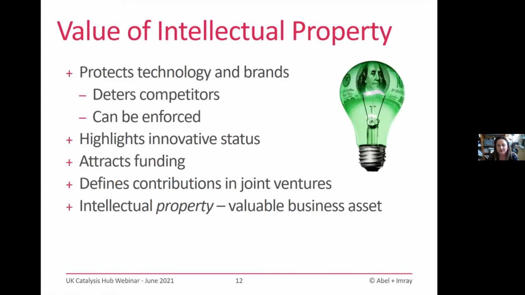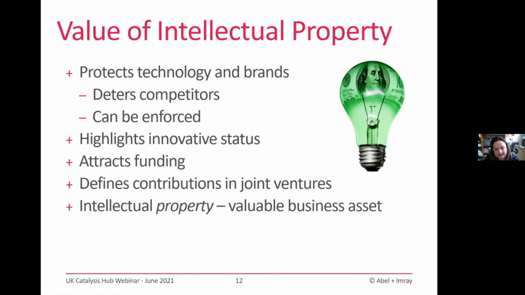Intellectual property is also very useful in joint ventures. So this could be universities collaborating with industry, or if two companies come together to further develop something. It's really useful to set out from the start who owns what intellectual property and define exactly what is owned. And that will help avoid disagreements further down the line in those joint ventures.